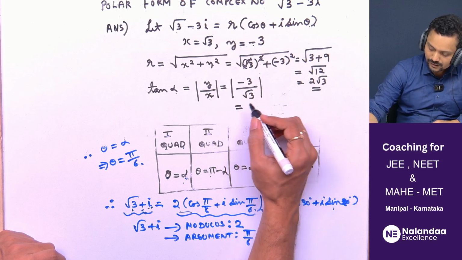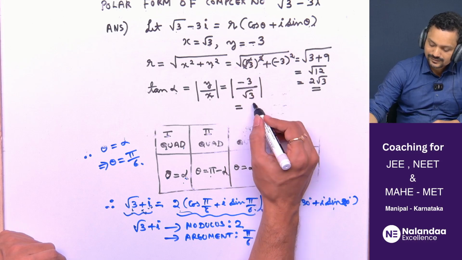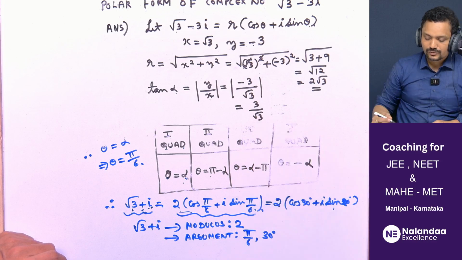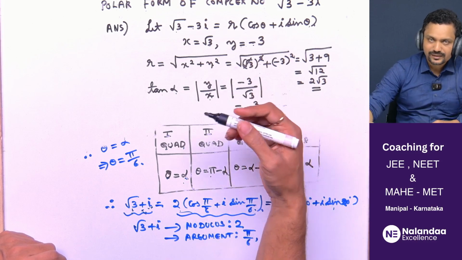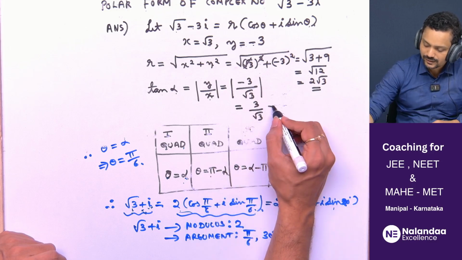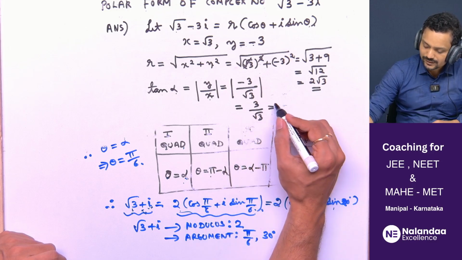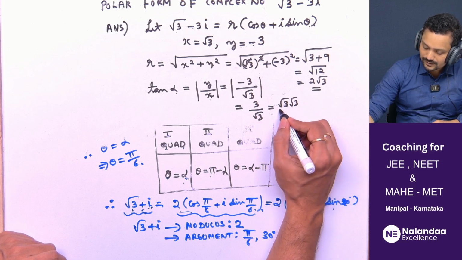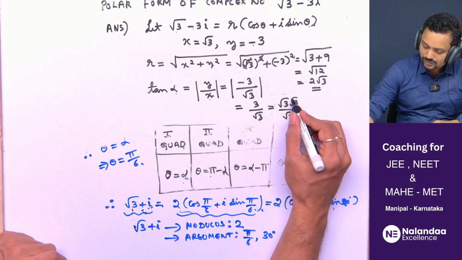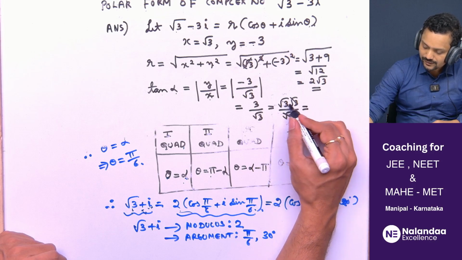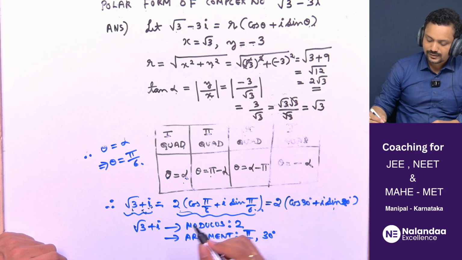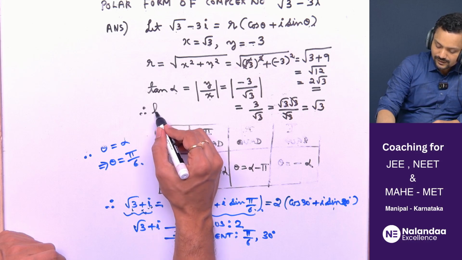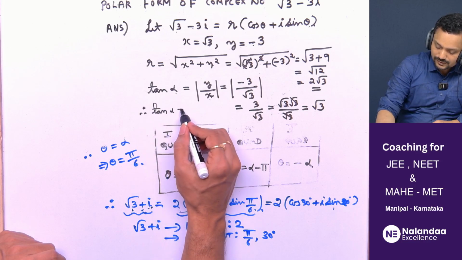And you know, whenever mod is there, the minus sign you can ignore. This is nothing but 3 by root 3. So check this step, students. Mod of minus is there, just forget it: 3 by root 3. And you know, 3 by root 3 is root 3, because 3 can be written as root 3 into root 3, divided by root 3. So root 3 gets cancelled, and therefore we get root 3. So tan alpha is equal to root 3.